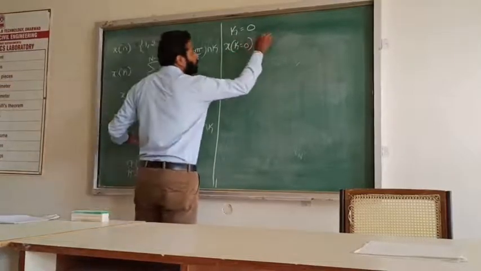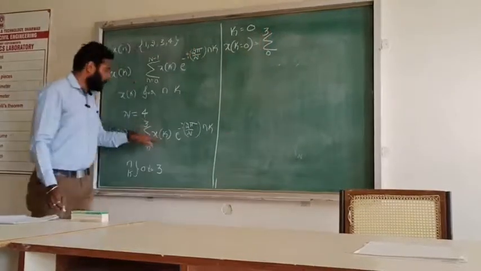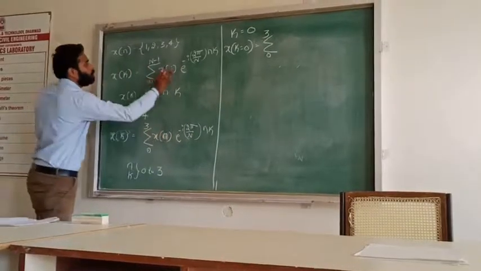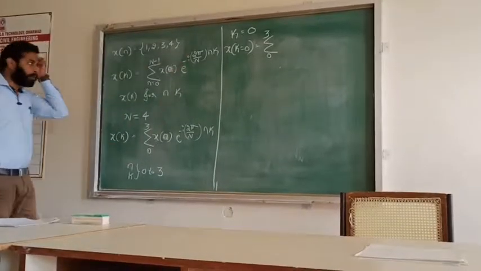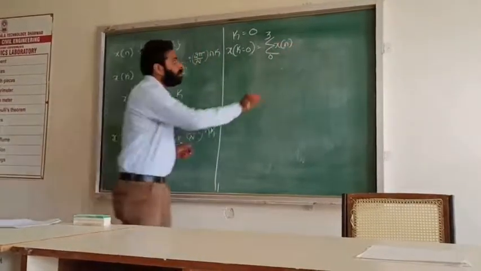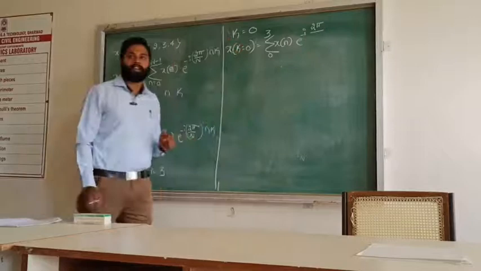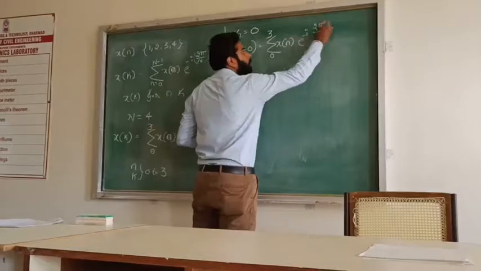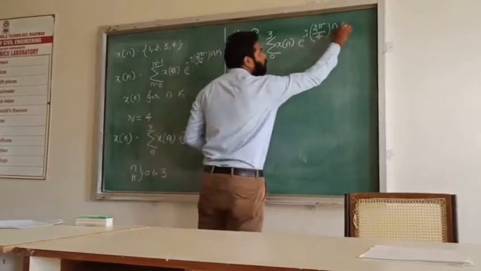X at k is equal to 0 is equal to summation 0 to 3. Sorry, X of k is equal to summation n is equal to 0 to n minus 1 x of n e raised to minus i 2 pi by capital N into n into k. So this is x of n, I will keep it as it is. Capital N is equal to 4, so 2 pi divided by 4 into n into k, where k is equal to 0.